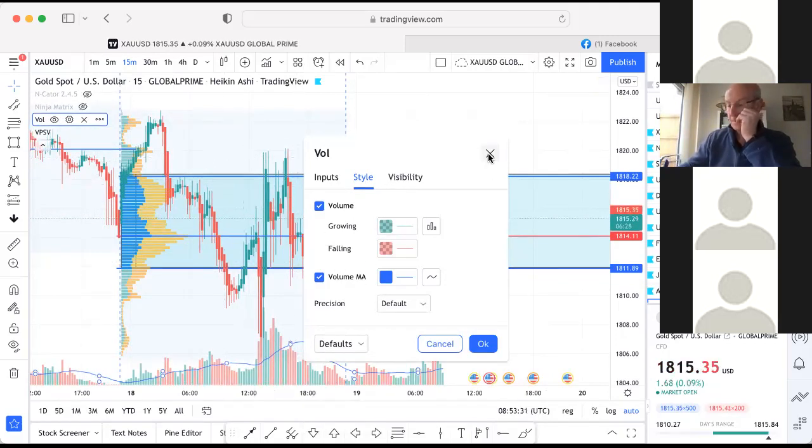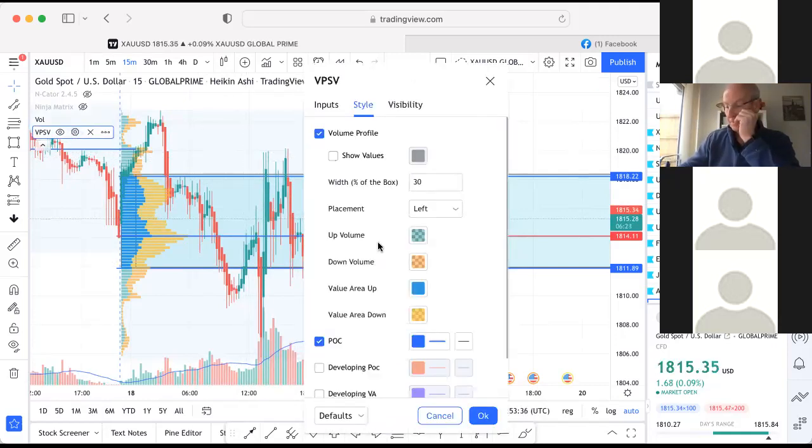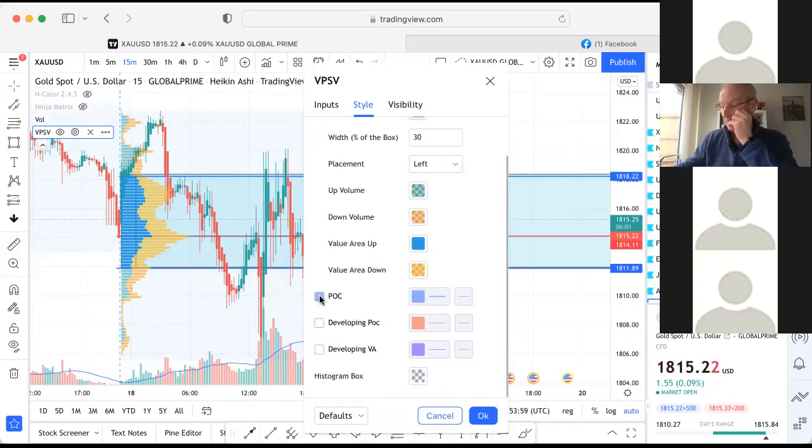No, I'm on the wrong one there. There we go. So up volume, down volume relates to these areas outside of the value area. So that's green and gold there. And the value area up, which is blue and gold, it relates to this area here. The POC turns it on and off. And you can change the color using this.